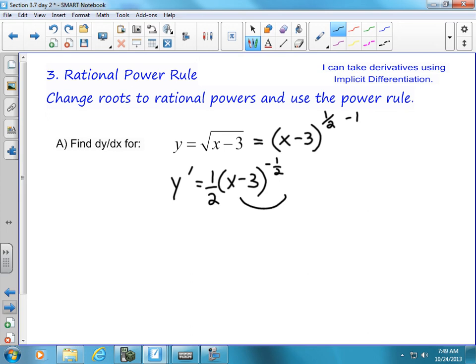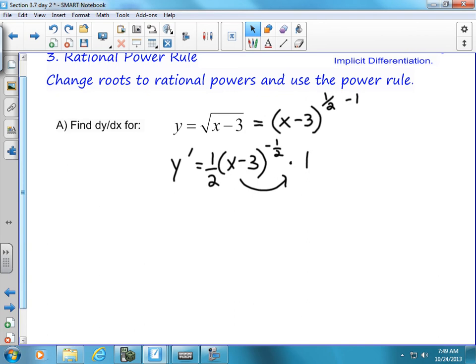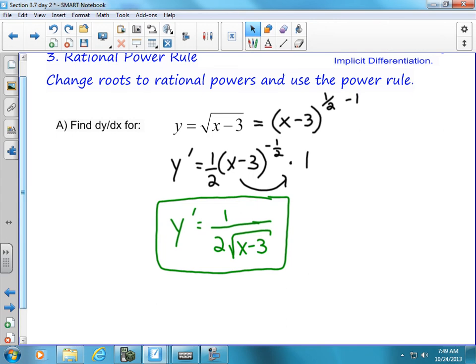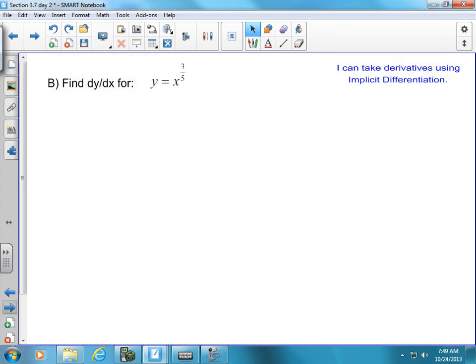Now, the derivative of the inside is the derivative of x, which is just 1. In this case, it doesn't really make a difference. It's just times 1. But in other cases, you may have a derivative on the inside, so just be careful not to forget about that. So this problem you could see written on a multiple choice test like this: 1/2 times x minus 3 to the negative 1/2. That is also a possible solution. So be careful that you know all the ways that your derivative can be written for those multiple choice options.